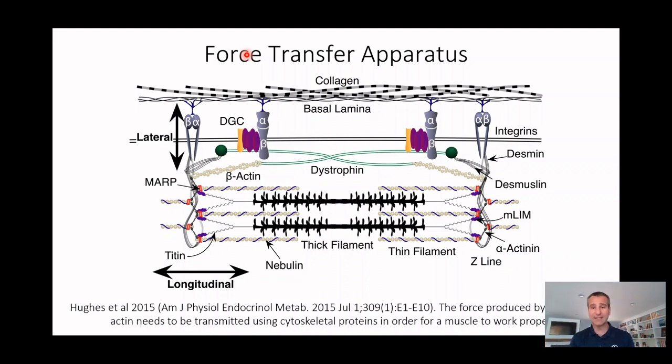And what we're going to find is that 80% or more of the force is actually transmitted laterally, whereas about 20% of it is going to go longitudinally. But really it's this idea that we transmit force laterally so that the whole muscle can work together, so you protect each individual muscle fiber from injury, and you link all those muscle fibers together so that the whole muscle works better.